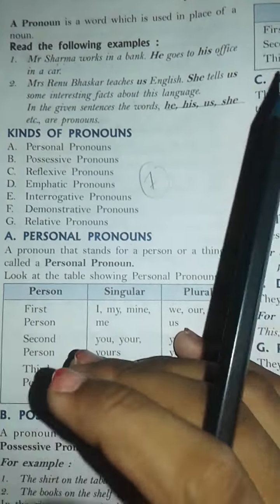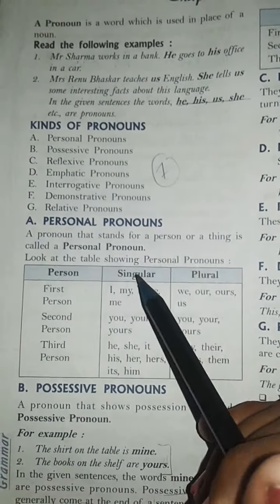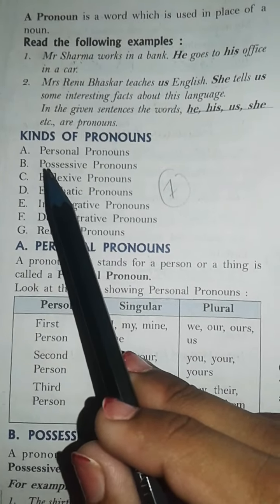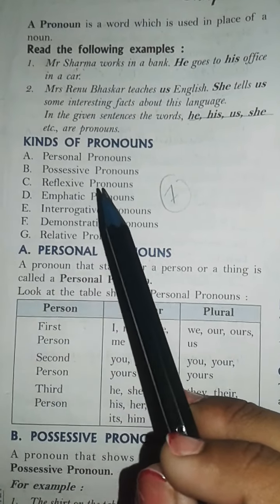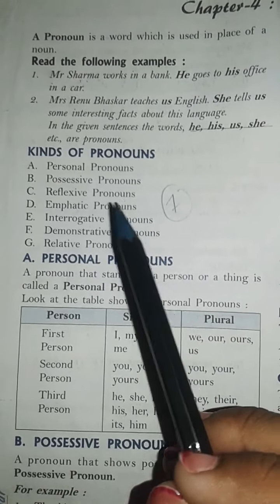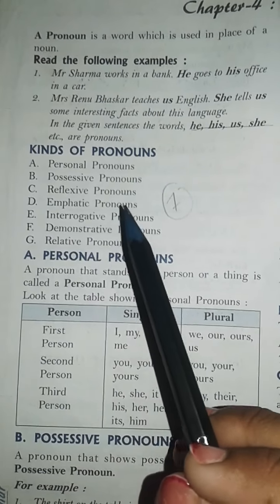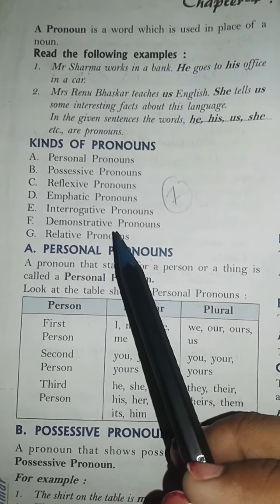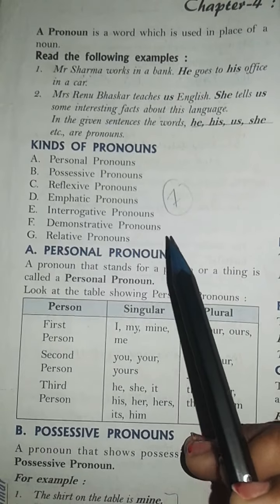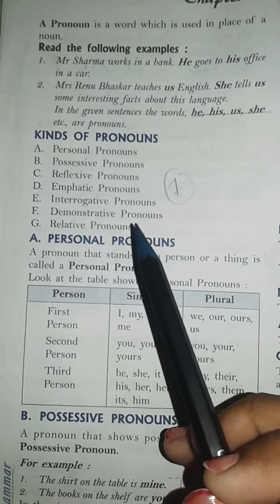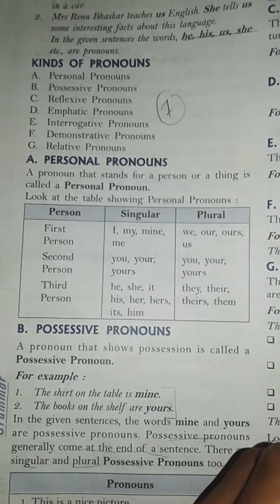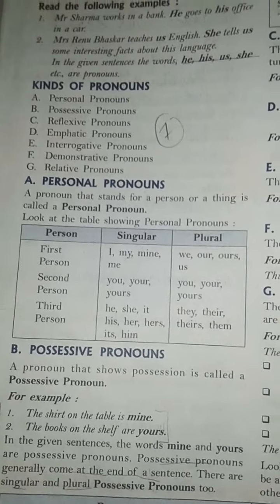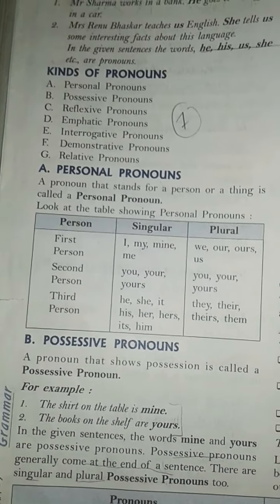Kinds of pronouns. Basically, there are seven kinds of pronouns. First is personal pronoun. Second, possessive pronoun. Third, reflexive pronoun. Fourth, emphatic pronoun. Fifth, interrogative pronoun. Sixth, demonstrative pronoun, and the last one is relative pronoun. Now I will briefly explain these kinds of pronouns.